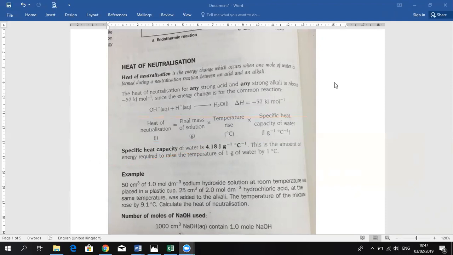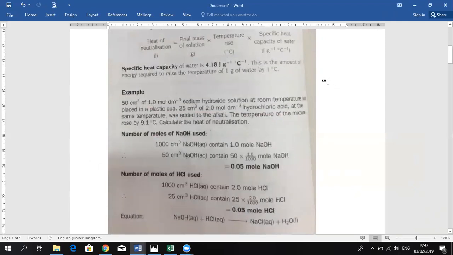In the example, they're saying that 50 cm cube of a 1 molar sodium hydroxide solution at room temperature was placed in a plastic cup. Most of the time, we'd use a Styrofoam cup for this because it's an insulator, able to track the heat change. 25 cm cube of 2 molar hydrochloric acid at the same temperature was added to the alkali. So this is a neutralization reaction. The temperature of the mixture rose by 9.1 degrees Celsius. Calculate the heat of neutralization.